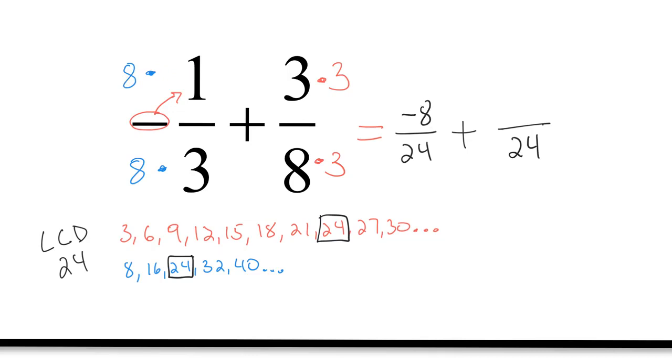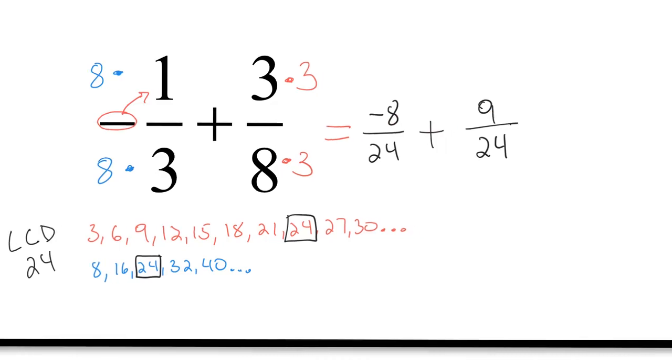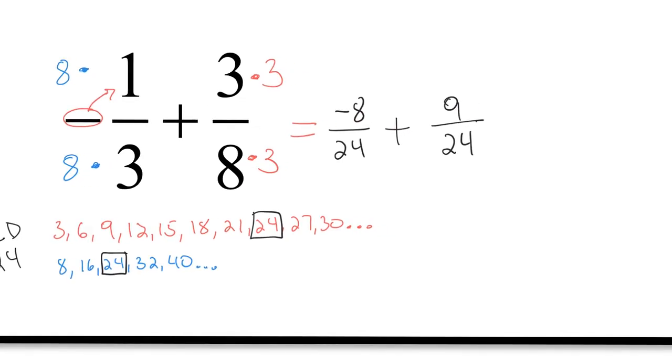And over here, you have a positive plus. I already have the plus there. 3 times 3 is 9. So on the top, the numerators, we have negative 8 plus 9. I'm going to add the top, or combine. Make sure you follow the rules of integers. I'm going to keep the denominator, so there's a 24 right there. Don't add or subtract the denominators. You keep the same one.